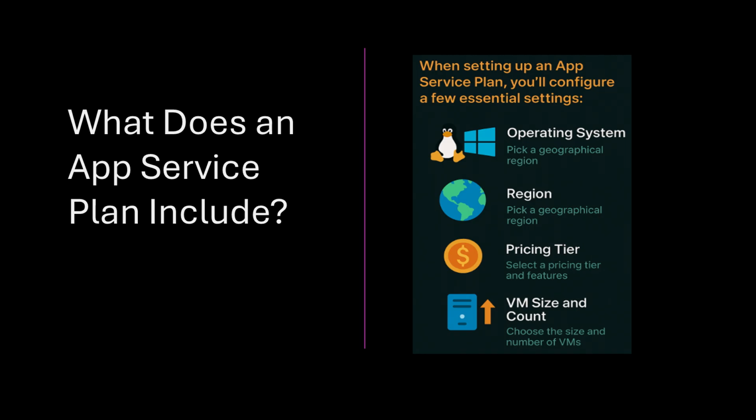Next, you will pick a pricing tier that aligns with your needs and budget. This tier influences not just cost, but also which features you get, like auto-scaling, deployment slots, or custom domain support. Finally, you will configure the VM size and count, choosing how powerful the virtual machines should be based on CPU, memory, and storage, and how many instances you want to run, typically between 3 and 30.